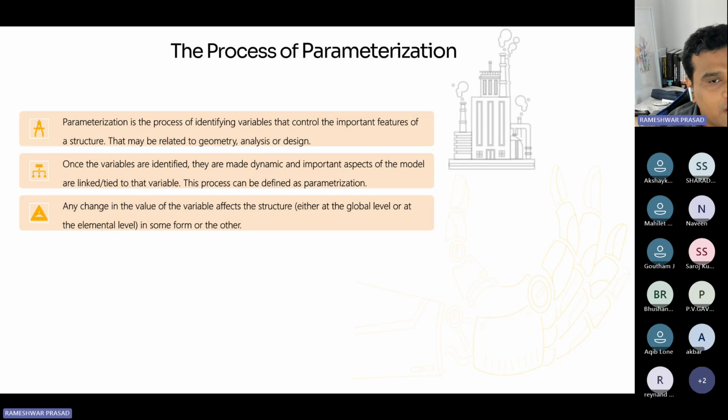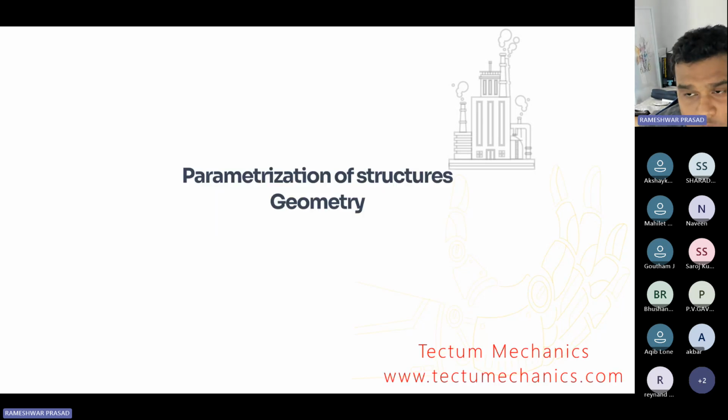But if you have a slight inkling that the dimensions of the building are going to change, the thickness of the slab is going to change, the thickness of the core wall is going to change, the profile of the column is going to change, then I'll strongly suggest that you parameterize those variables. How to parameterize them? I'll show that in a short while. Once these variables are determined, you make them dynamic in nature, and any change in the value of those parameters will automatically update the model.